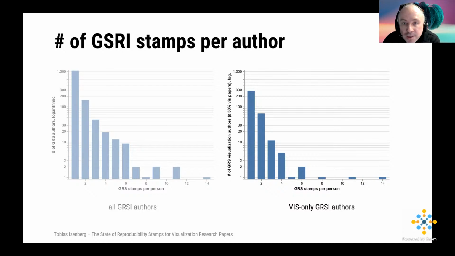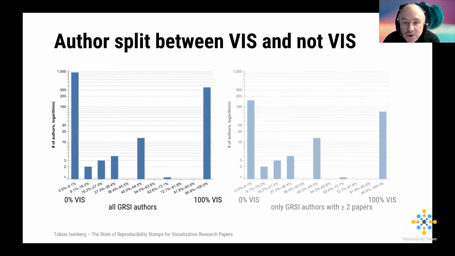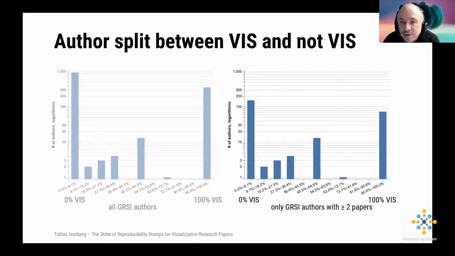We can also ask, well, how's the split between Viz and not Viz? And we see this is a pretty bimodal split. Now, because that also includes authors with a single paper, which by definition can only be either Viz or not Viz, if I take that out, then we're still left with a bimodal distribution. And this middle point, where we have authors with 50-50 papers, is still an order of magnitude lower than, let's say, the no Viz authors.